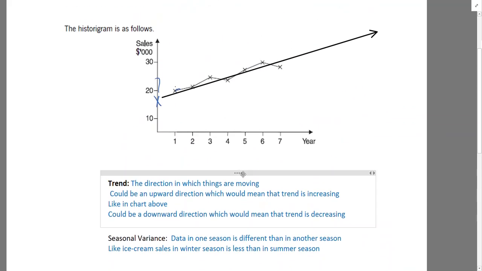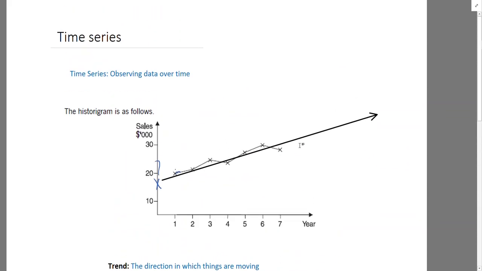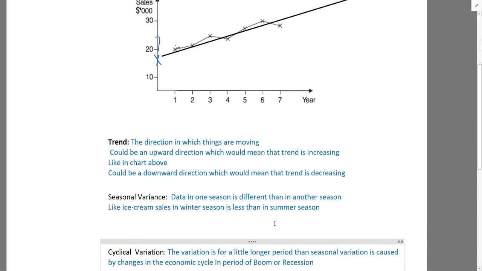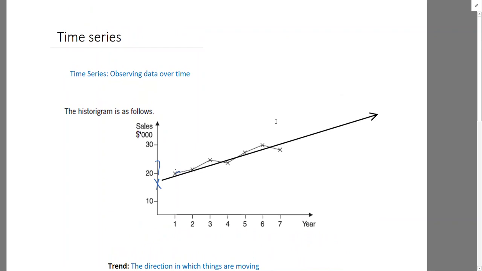And then we have cyclical variation. Cyclical variations are caused by economic factors. Seasonal variations are short-term. They are caused by seasons in a year. Cyclical variations are a little bit longer term, maybe 5 years or 10 years. Every once in a while, because of economic factors, businesses overall become good or bad.